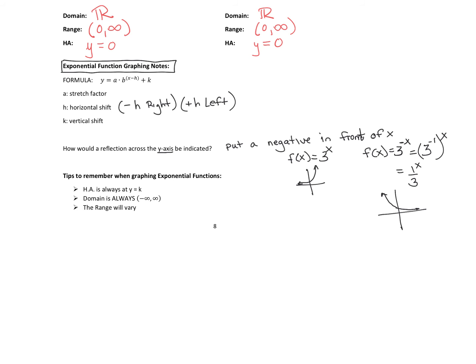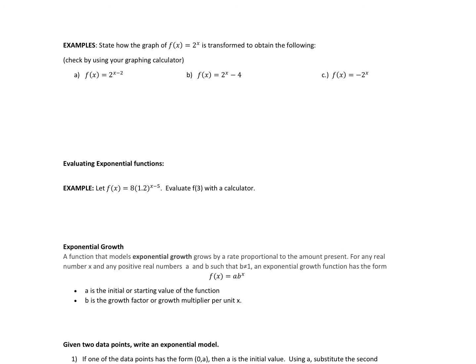Remember that your horizontal asymptote is always going to be y equals k. Your domain is all real numbers, and your range is going to vary based on any vertical shifts up or down. So let's just look at a couple of examples here. If we have the graph of 2 to the x, we should know that that goes through the point 0, 1, 1, 2, and that it is increasing because the base here is bigger than 1.